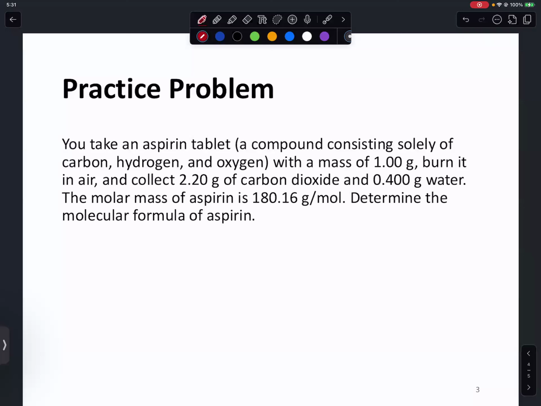Now, moving on to combustion analysis. And this is a problem where you have an aspirin tablet. Okay. And it tells you that the aspirin is solely consisting of carbon, hydrogen, and oxygen. And the initial mass of the sample is important because you will need it to calculate the mass of oxygen, which I will show you in a little bit. So 1 gram, so I will label this as the initial mass of sample. And it says you burn it. So burn it here indicates that this is combustion.